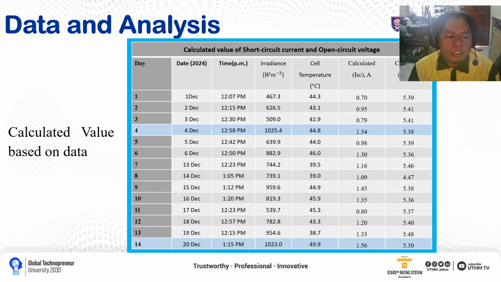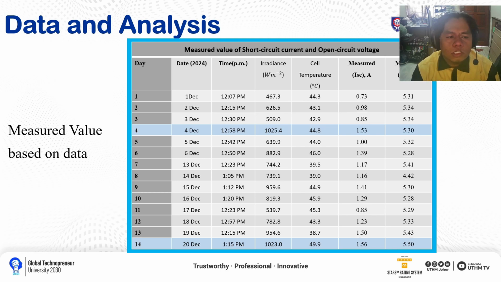After recording the data for 14 days, this table shows the calculated values based on the data: the day, the date, the time, and the irradiance value, along with the cell temperature. So this is the measured value based on the data also. This is the measured value I got from the IoT system and the digital display box, the blue one.